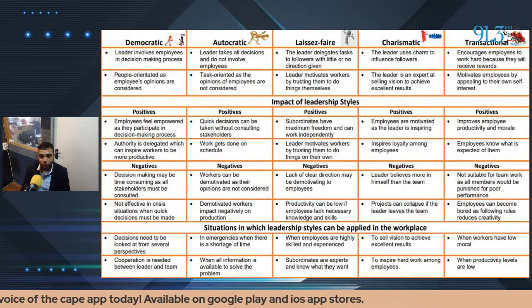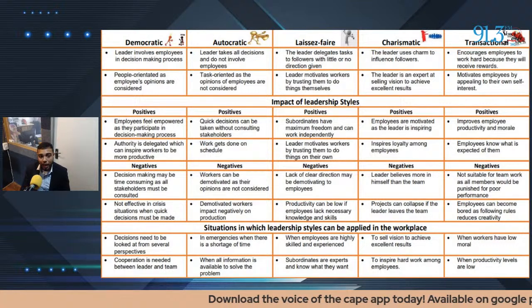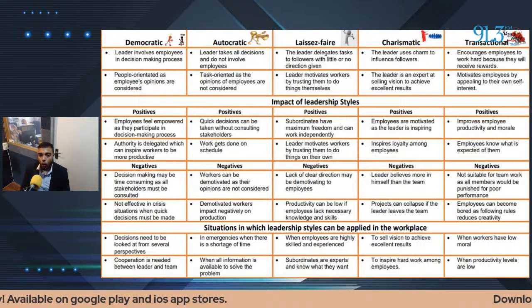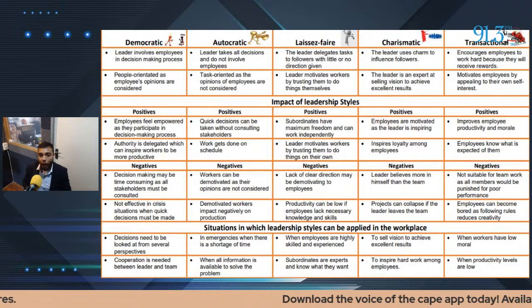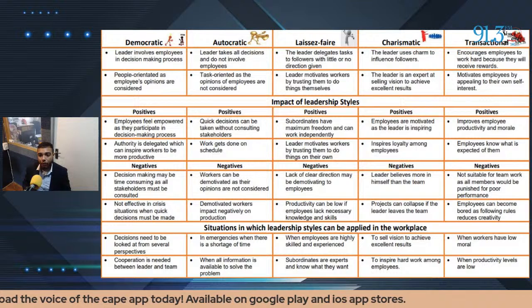So, the situations in which leadership styles can be applied in the workplace for democratic leadership, decisions need to be looked at from several perspectives, as well as cooperation is needed between leader and team. We now move over to the next leadership style, which is autocratic. Autocratic, you need to know, is where there is only one owner or a dictator and they make all the decisions.